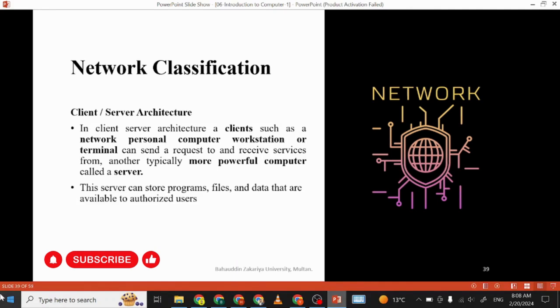Client-server architecture. In client-server architecture, a client such as a network personal computer, workstation, or terminal can send a request to and receive services from another, typically more powerful computer called a server. This server can store programs, files, and data that are available to authorized users.